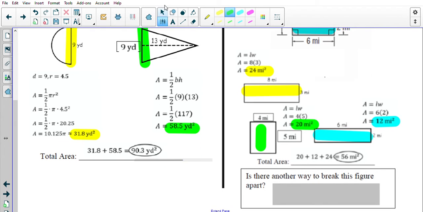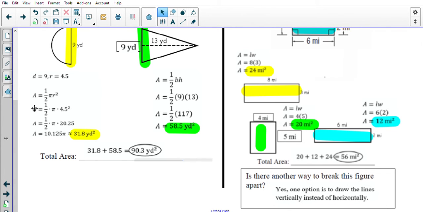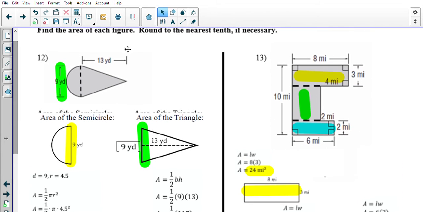Now, hopefully you've taken a moment to think about another way you could have broken this down. Instead of making horizontal lines, you could have drawn vertical lines in here. So I could have broken it down here and then here as well. So the in-between steps and the work in between might look a little different, but you should get the same final answer. You could even draw a vertical line and then a horizontal line.